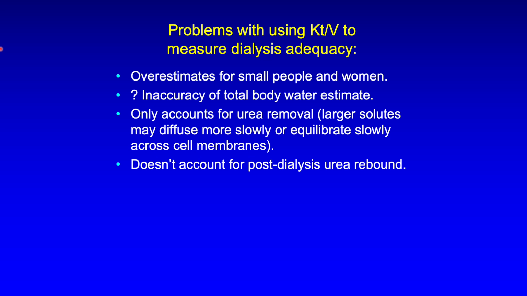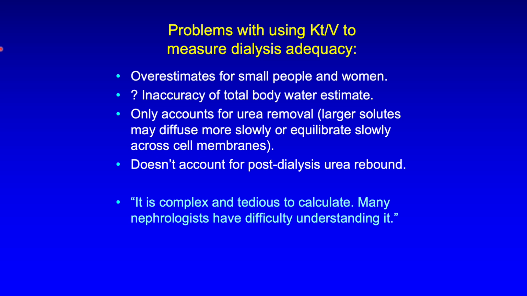And finally, it doesn't account for post-dialysis urea rebound, because one of the things that's used in calculating KT/V is the immediate post-dialysis blood urea concentration. And over a period of time, of course, urea starts to diffuse out of cells and back into the blood. And so using that immediate post-dialysis number can make things look artificially good. And finally, although it hurts me to tell you this, people have written about the KT/V that it is complex and tedious to calculate, and many nephrologists have difficulty understanding it.